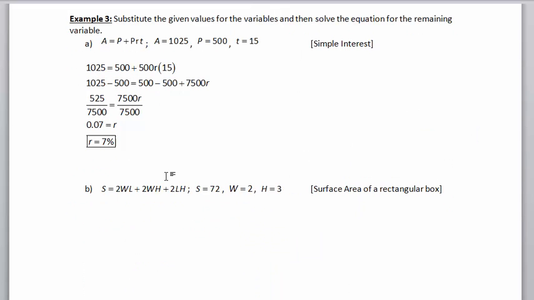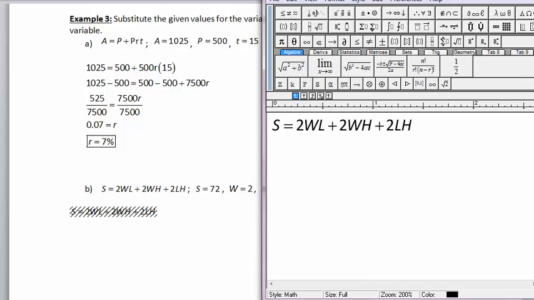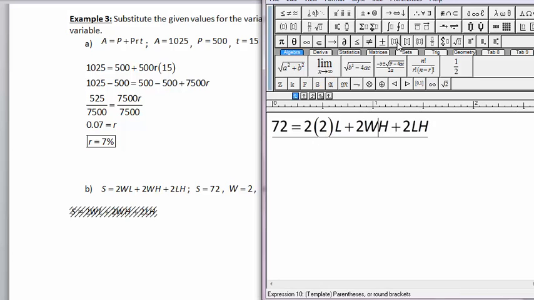Part B gives another formula. Let's go ahead and copy this one. This is the formula for calculating the surface area of a rectangular solid. And in this particular problem, we know that we want the surface area to be 72. So let's plug 72 in for S. W is going to be 2. So let's plug a 2 in for W. Make sure you plug it in for all the W's.